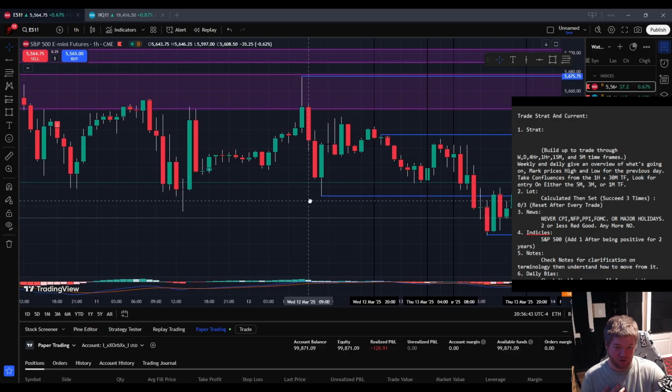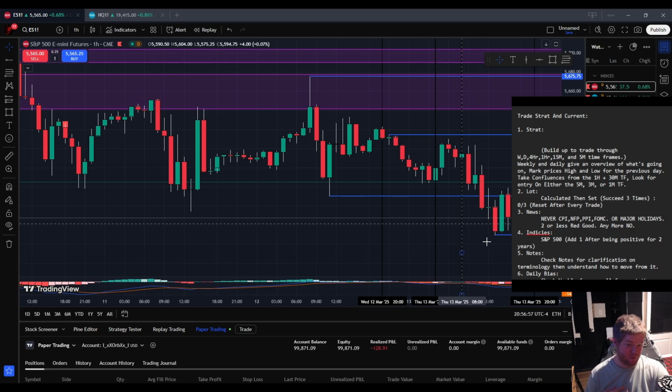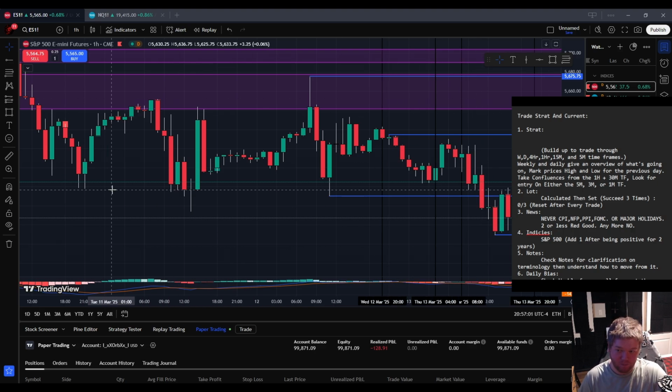This almost looks already like it's in a liquidity sweep because we dipped down here and then we also had this right here. It retested this. As a result, we got a sweep off of this, which means we might actually be going into an uptrend now.